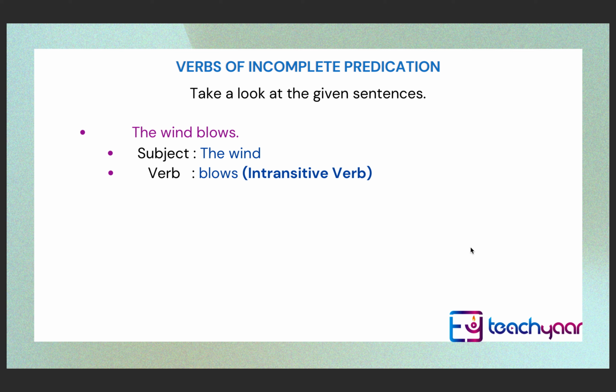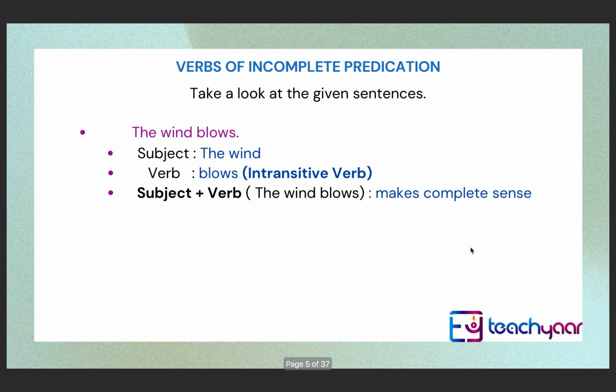We have already learned about transitive and intransitive verbs. As you can see, in this sentence, there is no object. Therefore, the verb blows is an intransitive verb. Now, if you add the subject and verb together, subject is the wind, verb is blows. So, the wind blows. It makes complete sense. That means it is a sentence.